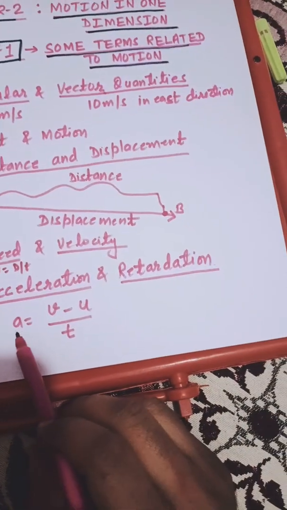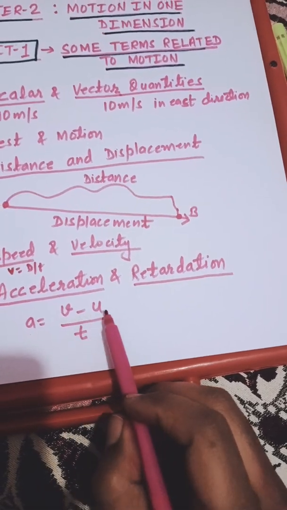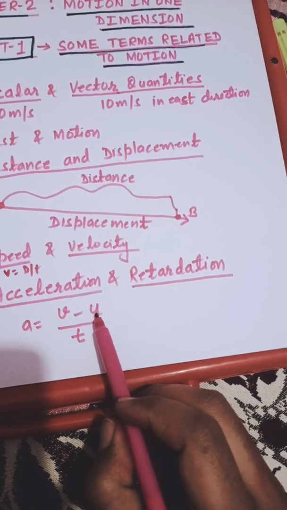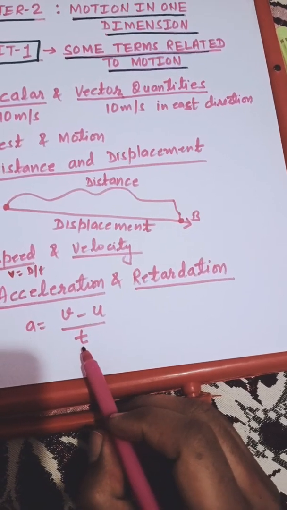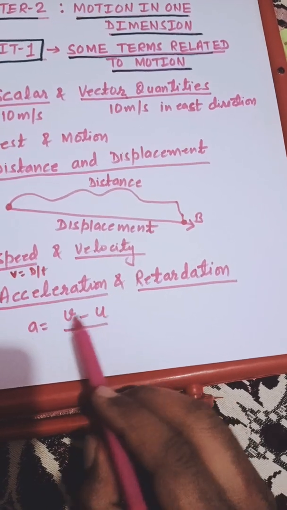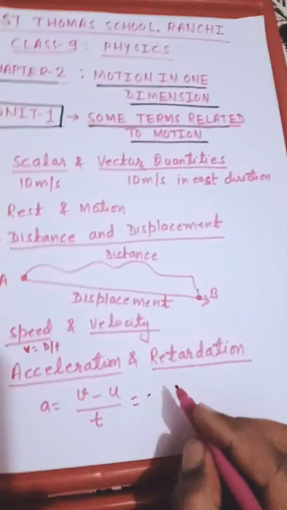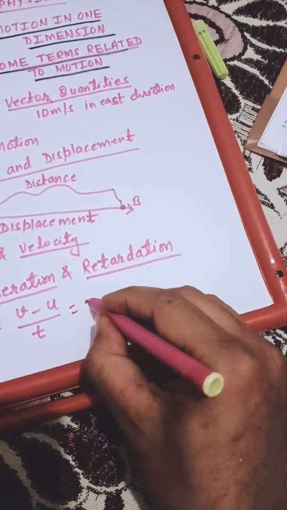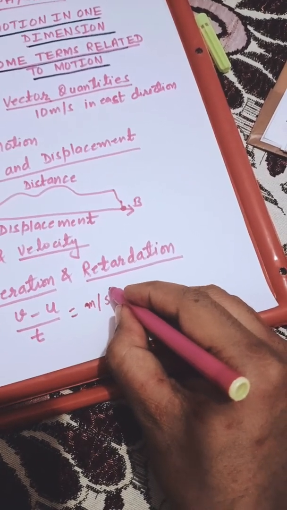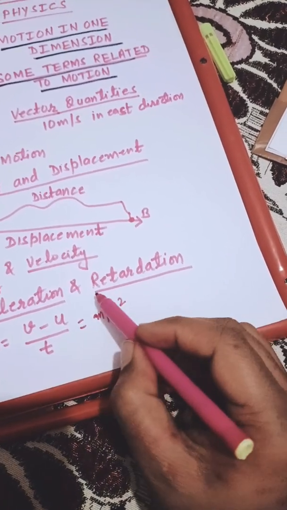And further it is stated that acceleration is equal to v minus u by t. Here v represents the final velocity, u represents the initial velocity, and t represents the time. With the help of this we find out the acceleration, and its unit becomes meter per second square.